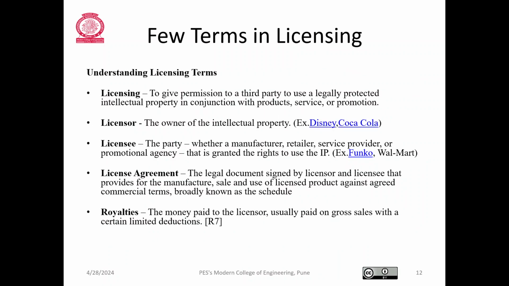So, a few terms that we need to know for licensing. What is licensing? To give permission to a third party to use legally protected intellectual property in conjunction with a product, service or promotion. The licensor is the owner of that particular intellectual property. That can be a copyright or a trademark. So Disney and Coca-Cola, these are licensors.